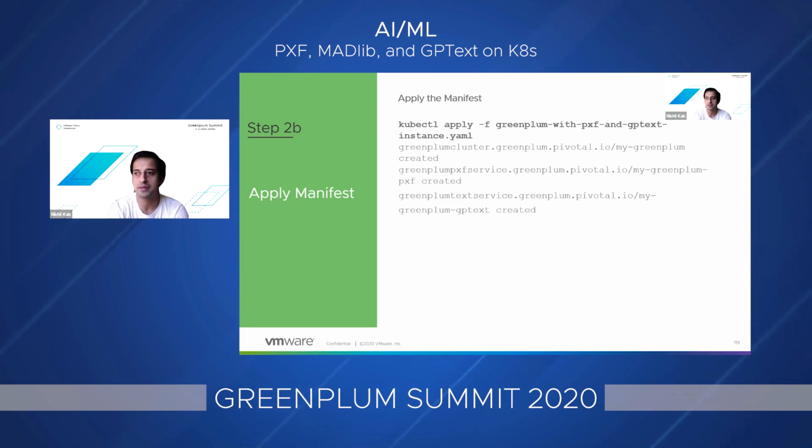Once you apply this YAML, it says all your services are created: your Greenplum cluster, your Pxf, and your Greenplum Text service. Let's see how the output looks. Next slide, please.